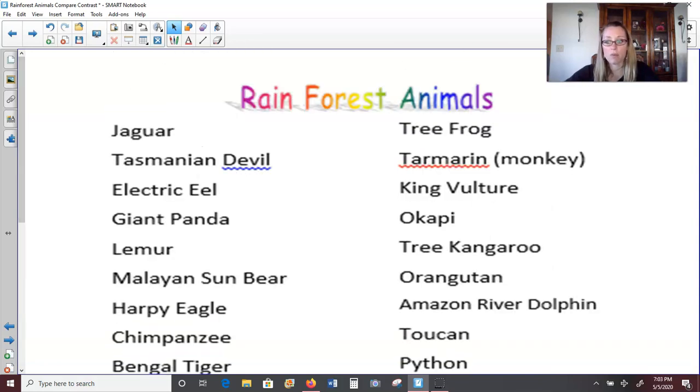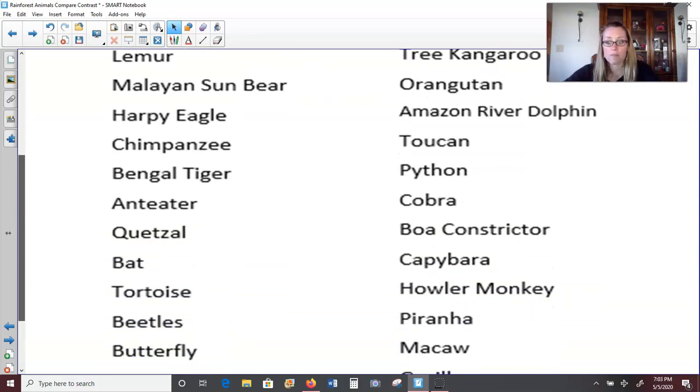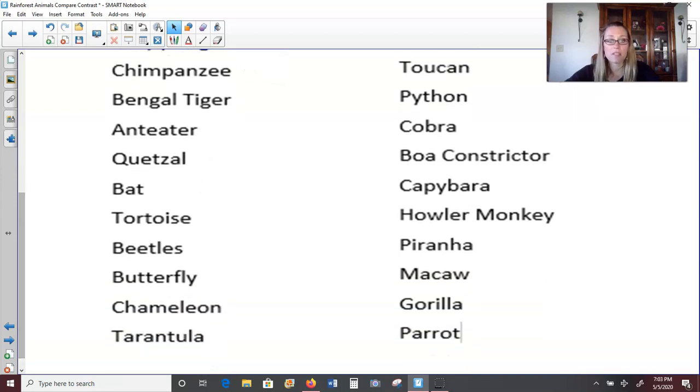We've got bats that live in the rainforest, macaws, many kinds of birds and insects that live in the rainforest. Chameleons are pretty cool creatures.